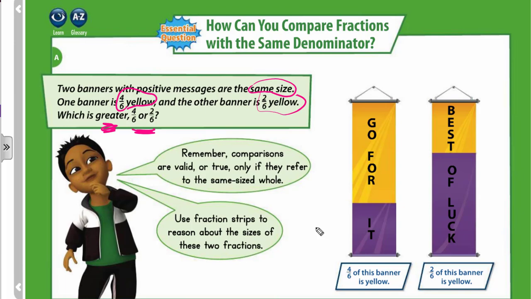Okay, thank you, my hero. Now, my heroes, we have in the picture here, as you can see, two banners. One of them with 4/6 of it yellow, and the other one 2/6 yellow. So we need to decide which one is greater, the 4/6 or the 2/6.